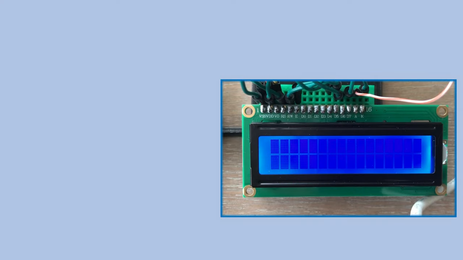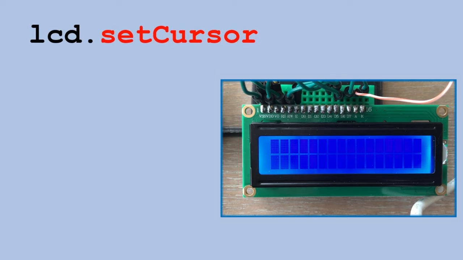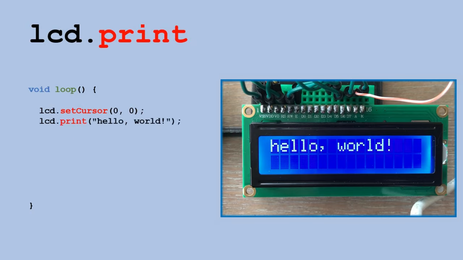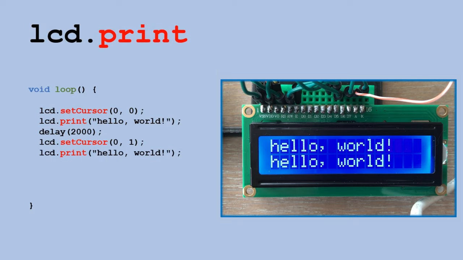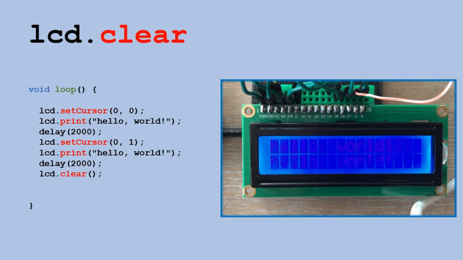First command is lcd.setCursor command. It sets the location at which subsequent text written to the LCD will be displayed. In this example, we position the cursor in the first row and first column. The next command is the print command, used to output a string to the LCD starting at the cursor position. In this case, we write hello world. After waiting for a bit, we change the cursor position to the second row and first column, and yet again we output the same string. Again we wait for 2 seconds and use lcd.clear method to clear the display. Let's see the whole sequence again.